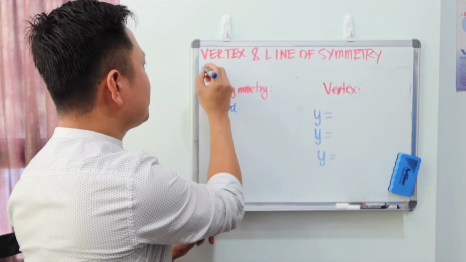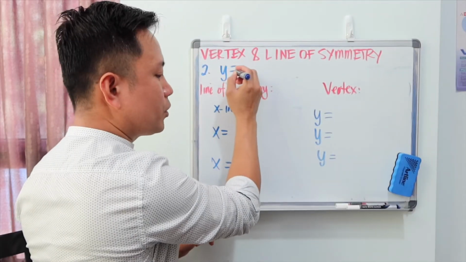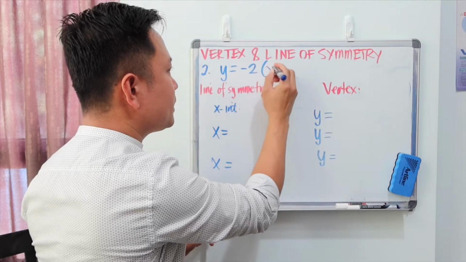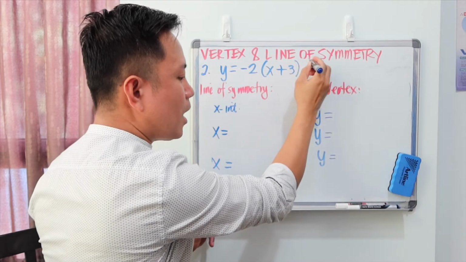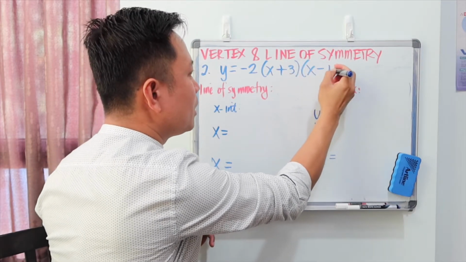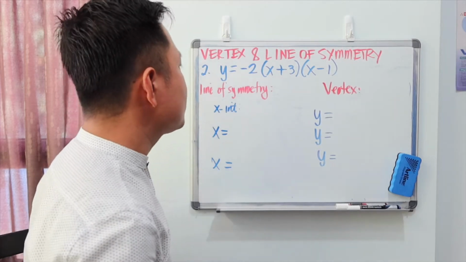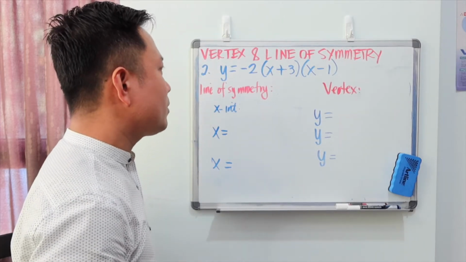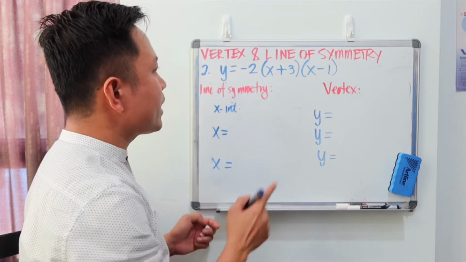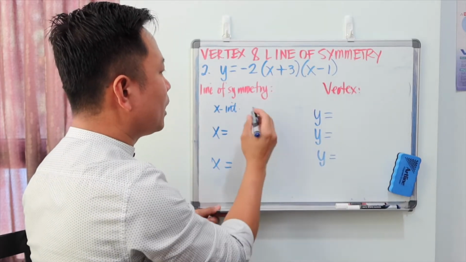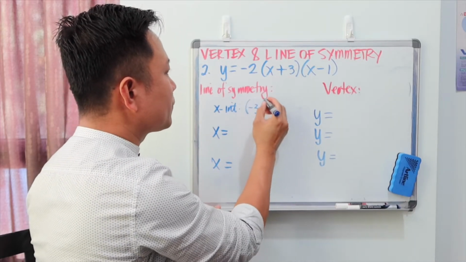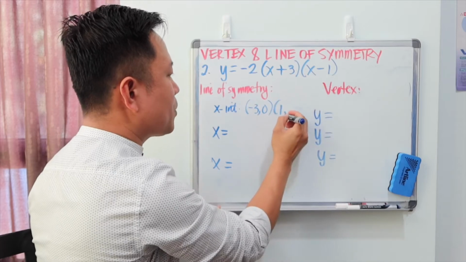Now let's try example number 2. y is equal to negative 2 times (x plus 3)(x minus 1). This quadratic function is also in factored form, so that means we can easily get the x-intercepts. The x-intercepts are (-3, 0) and (1, 0).